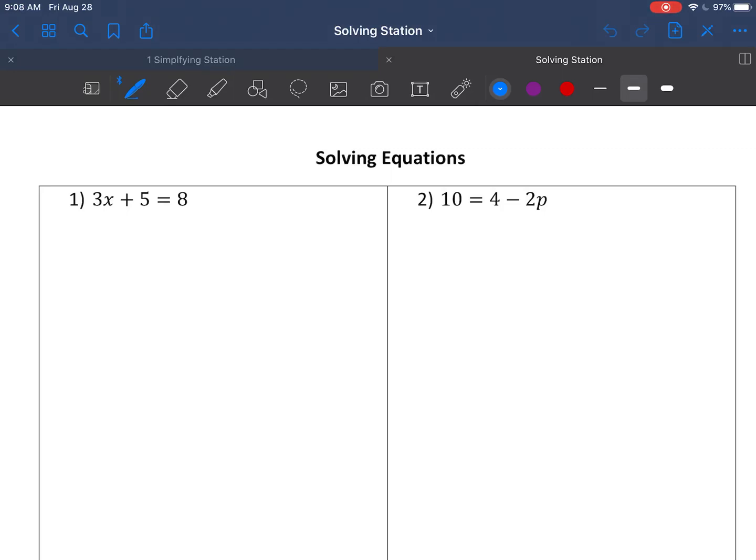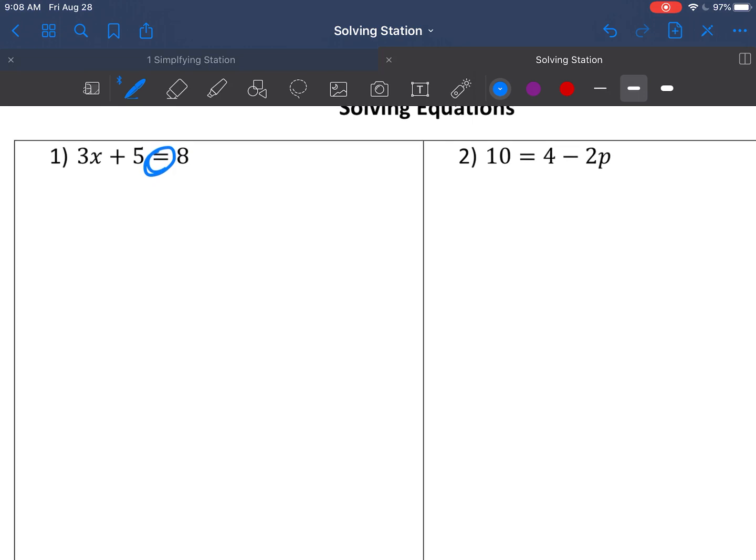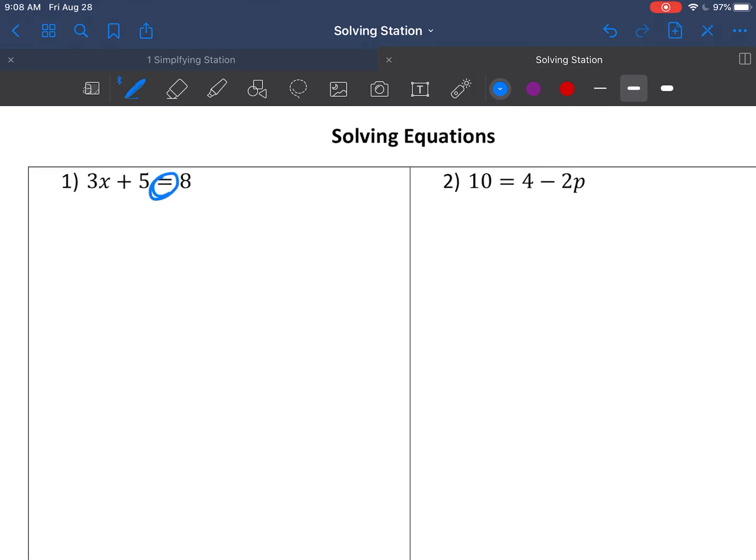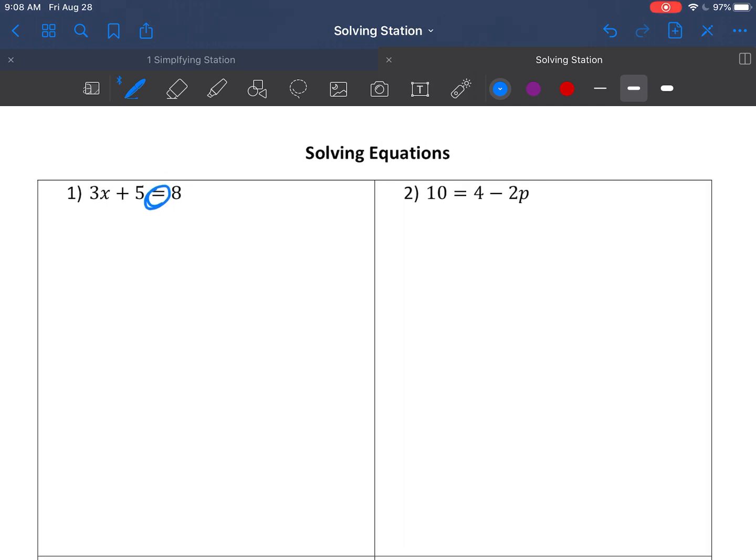All right, now we are ready to start solving some equations. The difference between an equation and an expression is this equal sign right here. In the previous lesson, we did not have any equal signs, so we were not solving anything. Now we are solving. There is an equal sign, and our final answer won't just be a simplified expression. It'll be x equals a number. We're actually looking for what x equals.